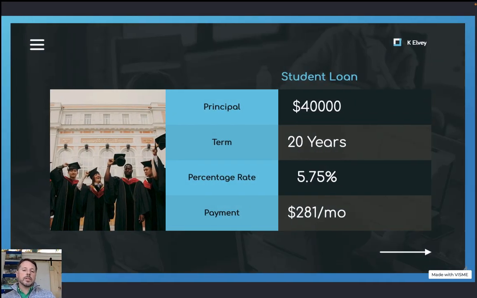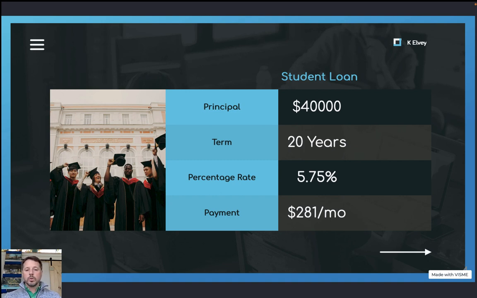We're going to look at two different types of loans with today's session. The first loan is going to be a student loan. We're using averages with the numbers of the student loan here, so these numbers may not necessarily reflect your numbers, but they're a good starting point to understand how the program and the calculator works.